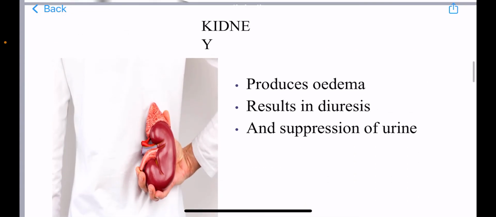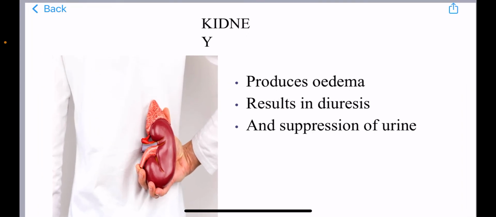On the kidney, it produces edema, results in diuresis and suppression of urine. So guys, when is the edema occurring? When the sodium and water content in the body is increasing, it produces edema, and there is increased secretion by the body, diuresis, and then suppression of urine also will be there.